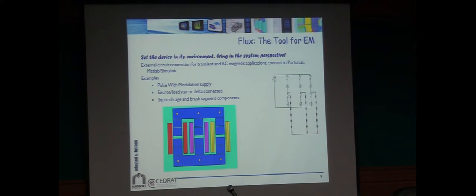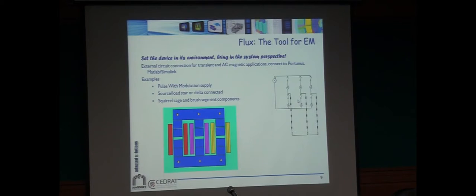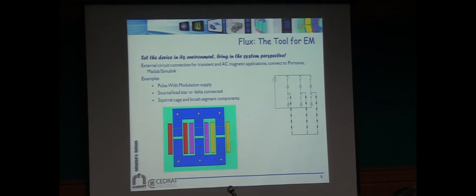The other thing is we can connect to circuits, and I think most of you know this by now. Here is an example, a circuit inside Flux, but you can also connect to outside tools such as Portunus and MATLAB Simulink. Here is an example of a PWM attached to a reactor or some kind of coils. The circuit has a DC voltage source and switches, and we control those switches to mimic the PWM. The coils we see here are connected to the finite element coils here and here.